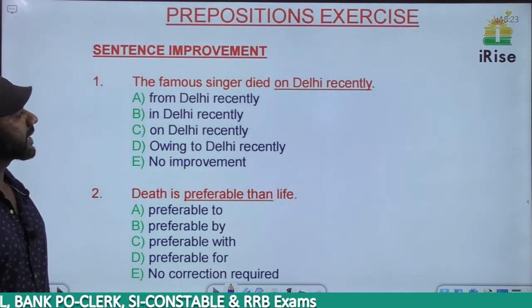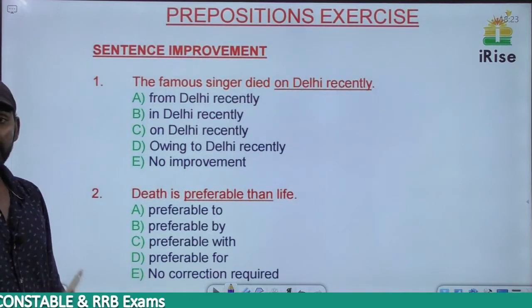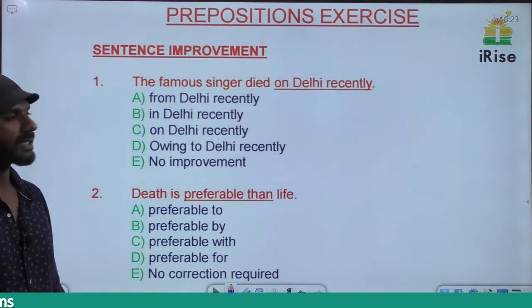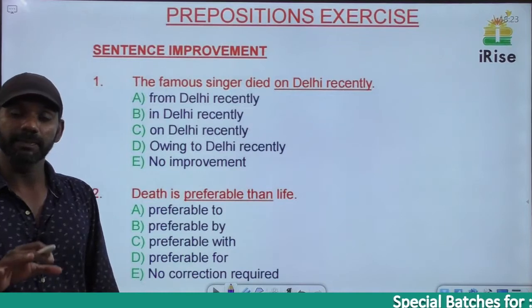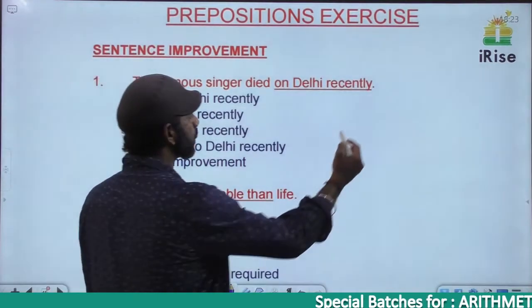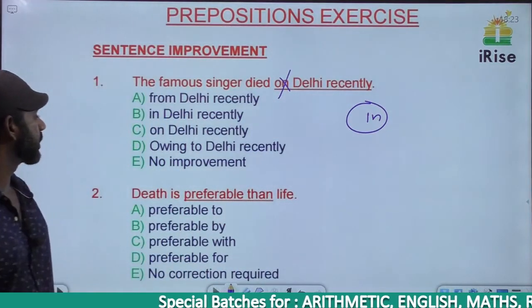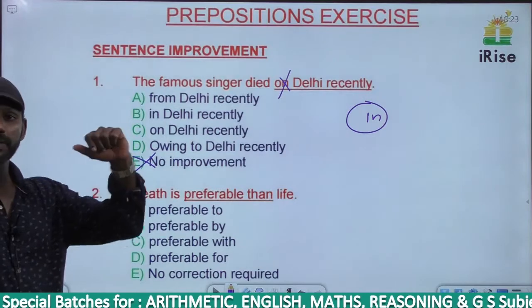The famous dancer died on Delhi recently. The famous dancer died on Delhi recently. Delhi is a place, and with places the preposition that needs to be used is in. So on Delhi recently is a wrong usage. Option E is eliminated. Now come to option A.